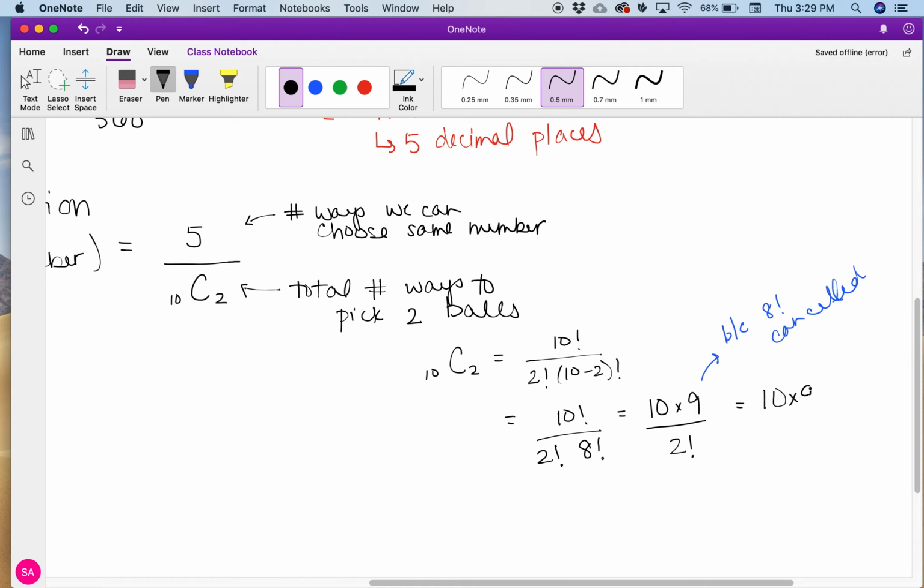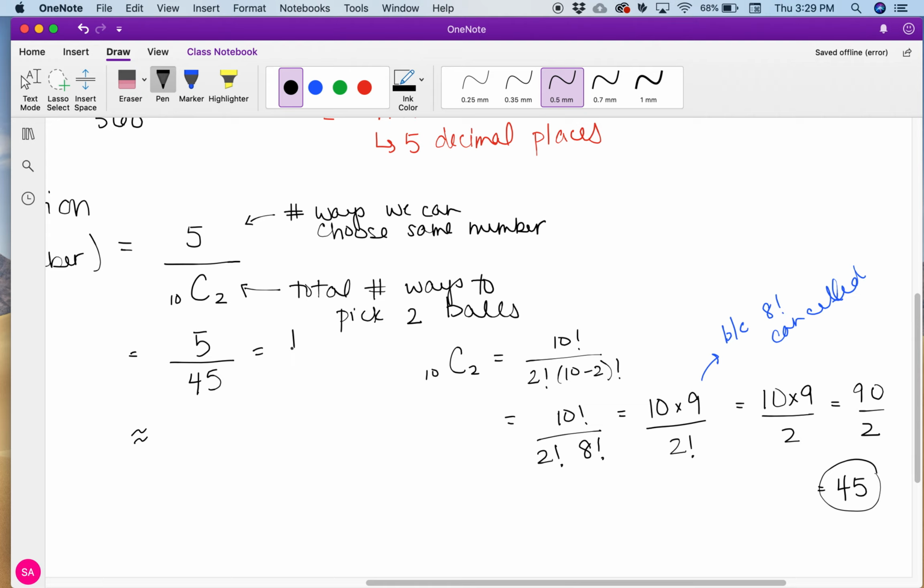So we have 10 times 9. 2 factorial is just 2. So we get 90 divided by 2, and that is 45. So our number on the bottom is 45. Our number on top is 5.